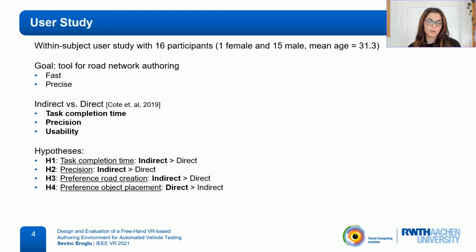We investigate the following hypotheses. Regarding task completion time, precision, and preference on road creation, we expect that indirect will outperform direct interactions. And based on previous works, we expect that direct interaction will be preferred for object placement.